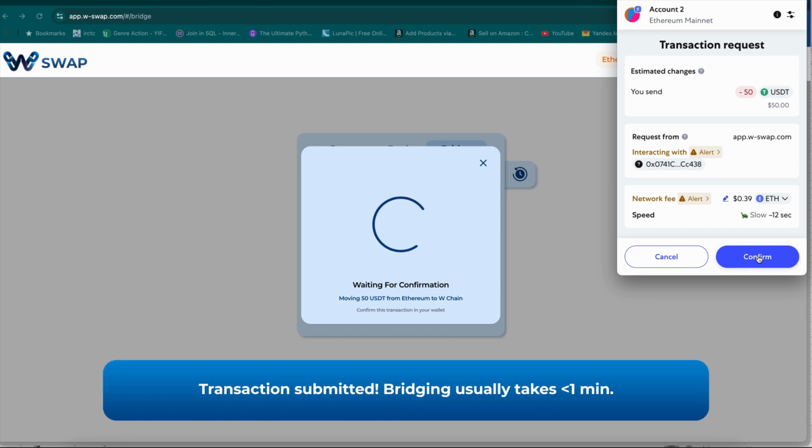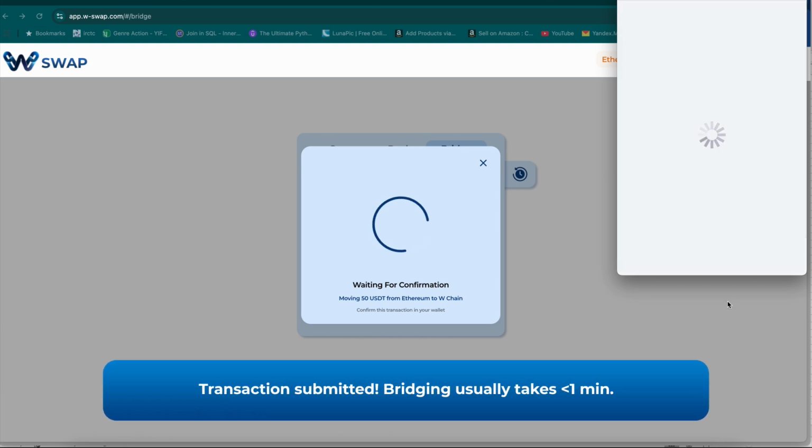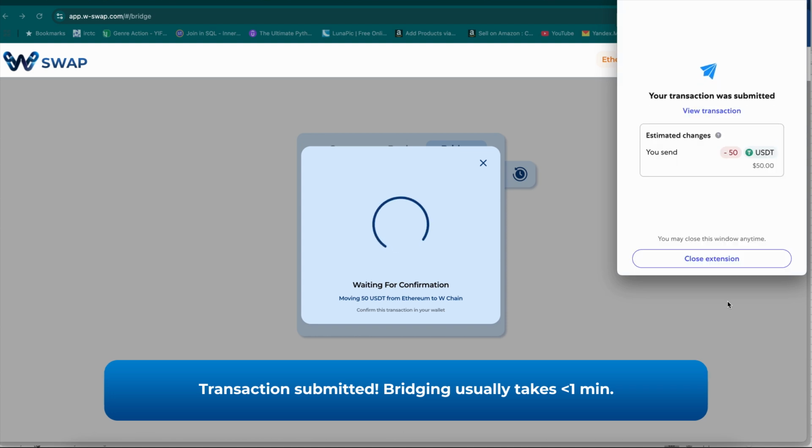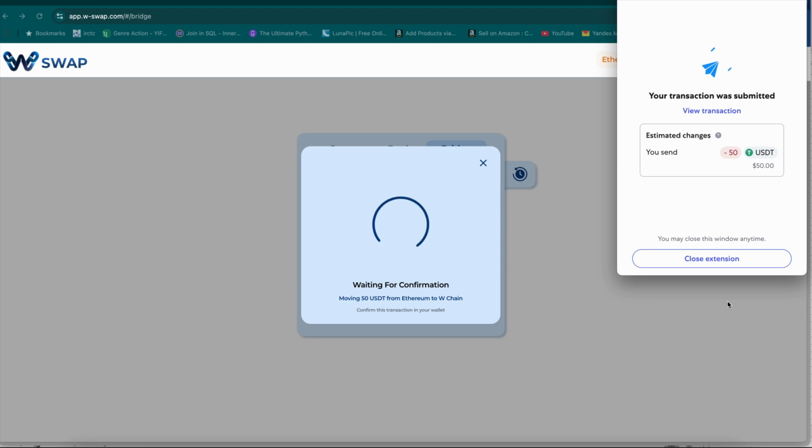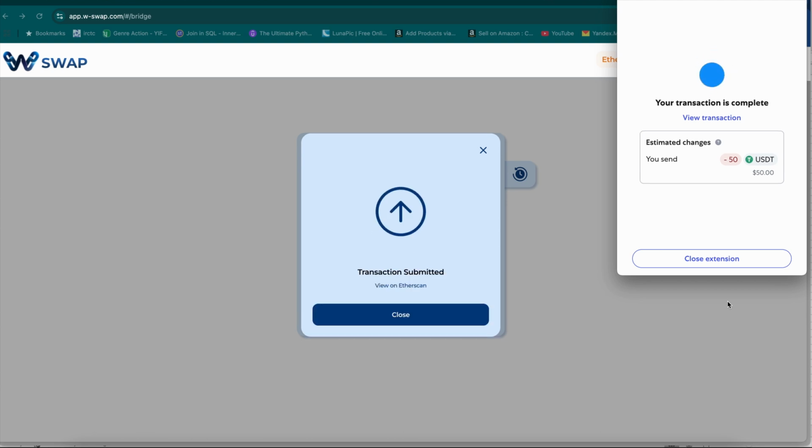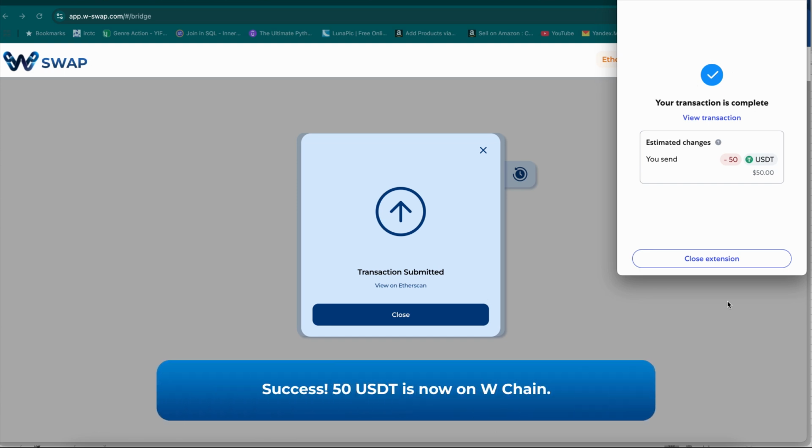I've clicked confirm. The funds are now being bridged. This usually takes a few seconds to a minute. Done. 50 USDT has been deducted from Ethereum and is now available on the W chain.